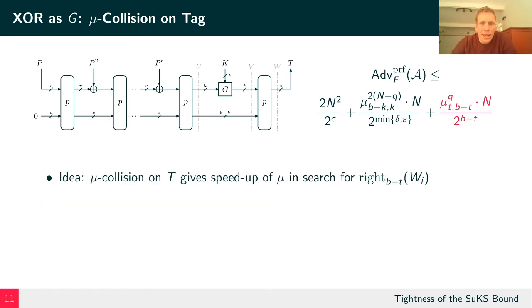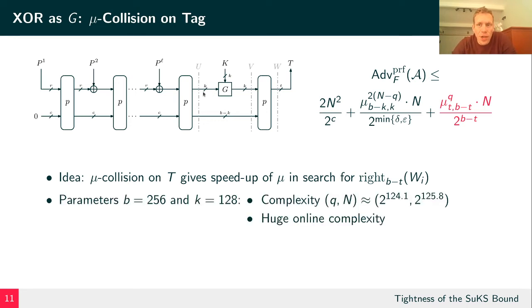Roughly the idea here is that the multi-collision in the tag gives a speed up of factor mu, in searching the rightmost B minus T bits of W. And once you find the rightmost B minus T bits of W, you recovered the leftmost K bits of V, and from this you can recover the key, because you also know the leftmost K bits of U.